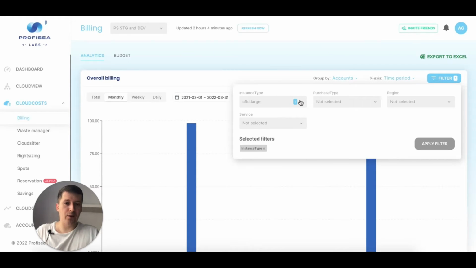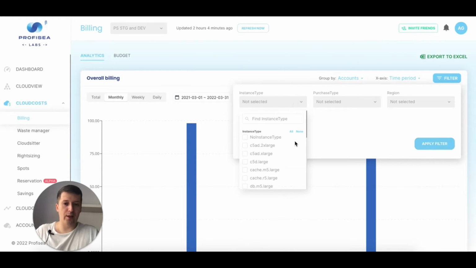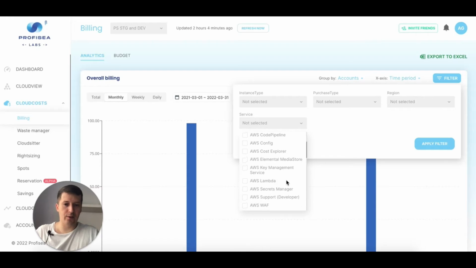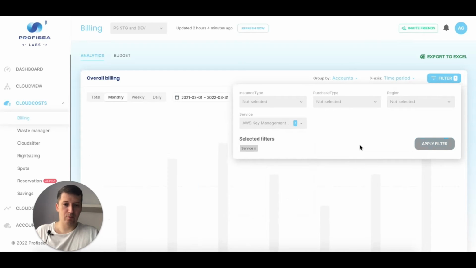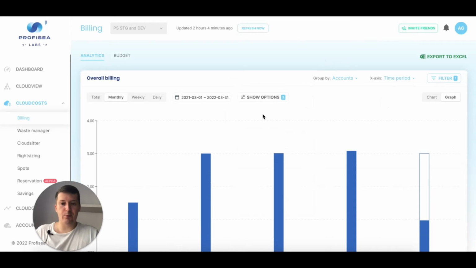So I can play with the filters, so it's more in-depth analytics about your cloud costs. So for example, by service, let's take a look at how much, I don't know, KMS costs. Yeah, this is the price for my KMS. It's less than $4 per month, and it's pretty much the same for the last 4 months, which is good. It's not growing.